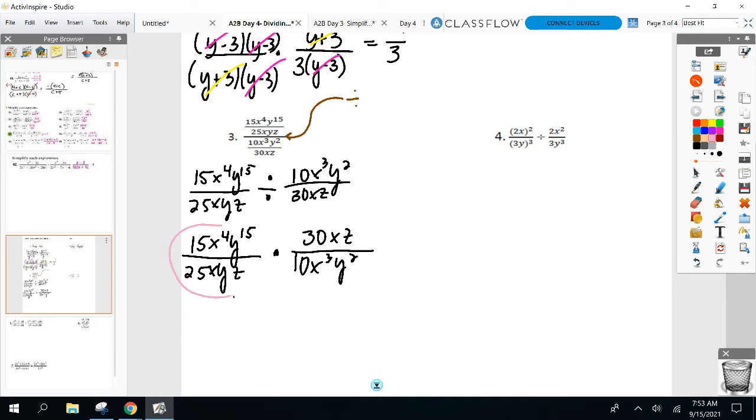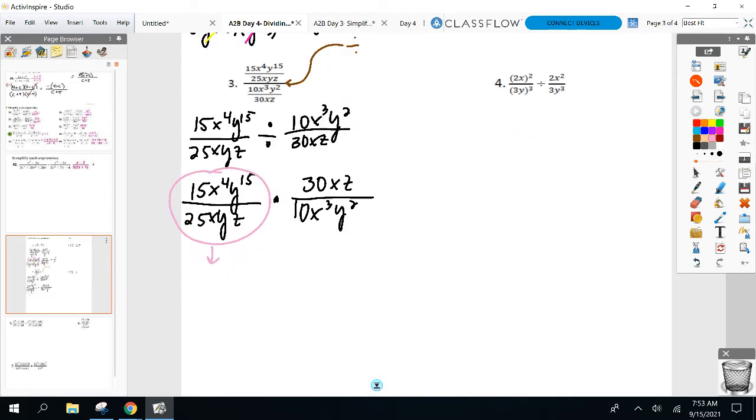Again, I'd rather take this first fraction and reduce it ourselves. 15/25. Go right to the calculator if you have to. 15/25 reduces down to 3/5. X's, how many am I left with? Let's just keep rolling. I don't need to call on people. X to the third on top. How about the Y's? Y to the 14th on top. How about the Z's? And a Z on the bottom. Can't cross anything out. Good.